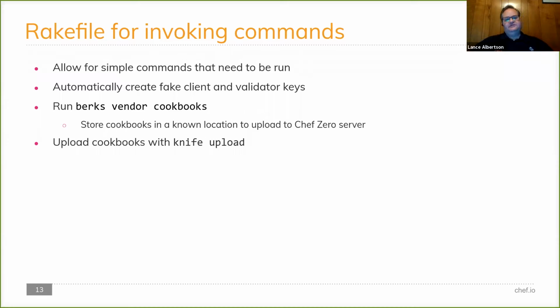So we use a Rakefile to simplify how we invoke all of these commands. It's just a simple way for us to do it. There are obviously other ways we can do that. But what we do is automatically create the fake client and validator keys. We run Berks vendor on the cookbooks, store them in that known location, and then we just run knife upload up to the Chef server, and everything's there.